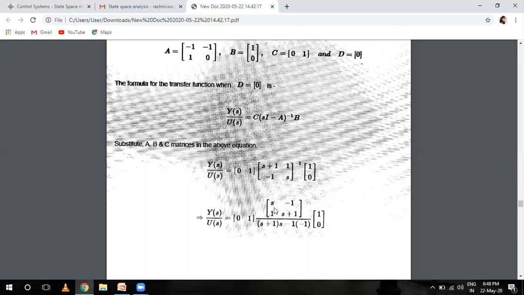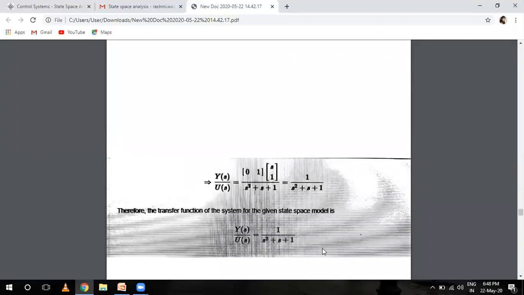तो मैंने A मैट्रिक्स को एज इट इज लिखा और उसका डिटर्मिनेंट होता है दिस मल्टीप्लाई दिस, s प्लस 1 मल्टीप्लाई हो जाएगा s से माइनस माइनस 1 इंटू 1, तो ये माइनस है माइनस 1 इंटू 1, और ये मैट्रिक्स 0 1 एज इट इज 1 0 एज इट इज. सो आपने कैलकुलेट किया इनको तो Y(s) बाय U(s) आ जाएगा, मल्टीप्लाई करने के बाद इक्वेशन एंड डिनोमिनेटर में s स्क्वायर प्लस 1 प्लस s, तो Y(s) by U(s) is equals to this is the transfer function of the system for a given state space model.